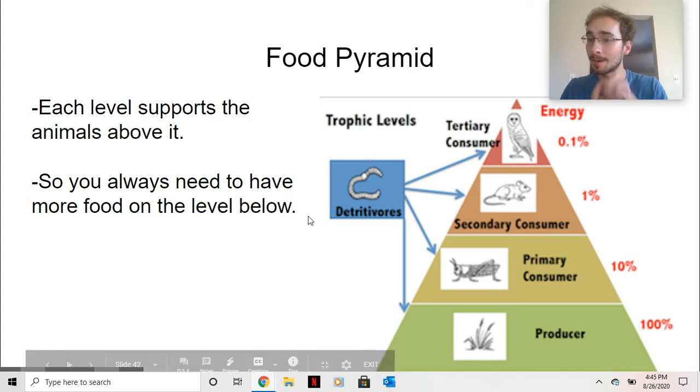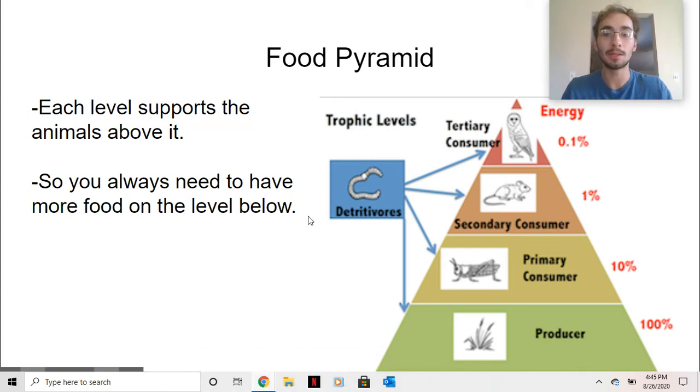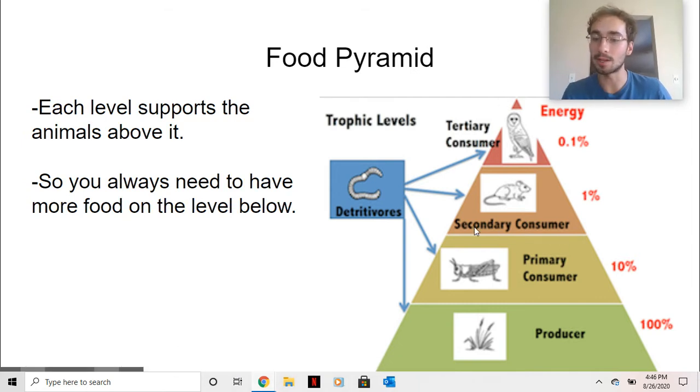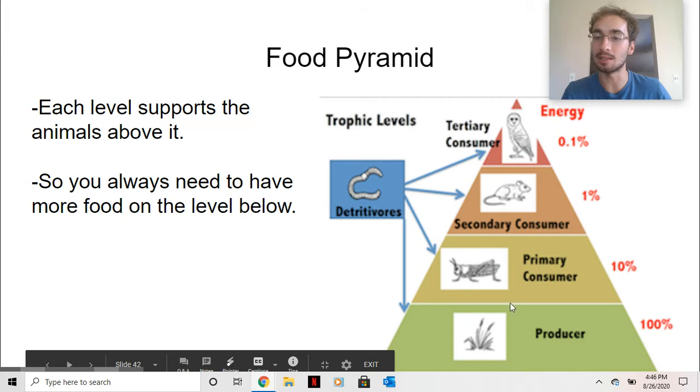So please pause the video now and answer the question, why is it shaped like a pyramid? And that's because each base needs to be more so you can support the levels above it. That's why you need more plants than animals.